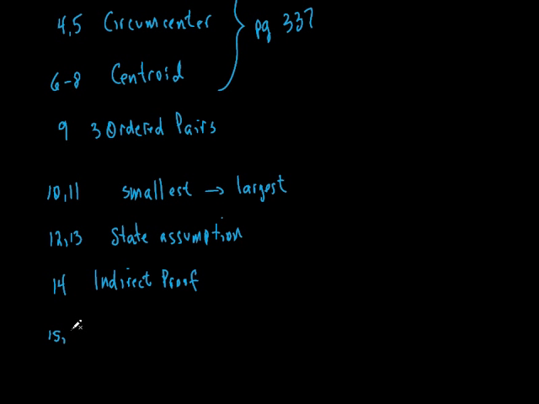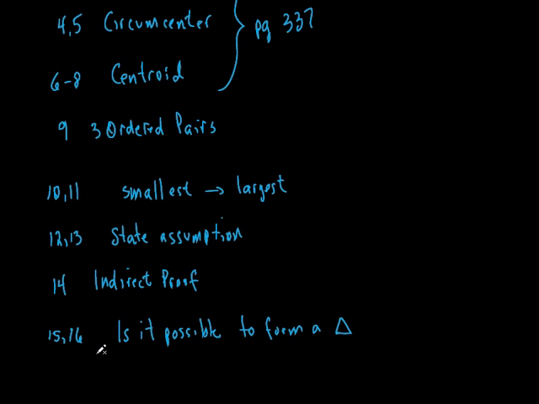15 and 16 is going to be, is it possible to form a triangle with those lengths? So I give you 3 lengths, and you tell me if you can make a triangle. You take the 2 smaller ones, add them. It's got to be bigger than the third side. Okay, so there's 2 of those.